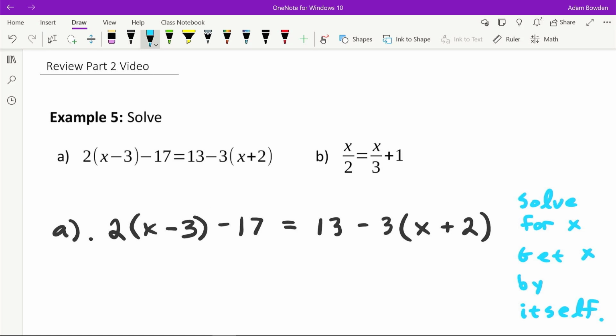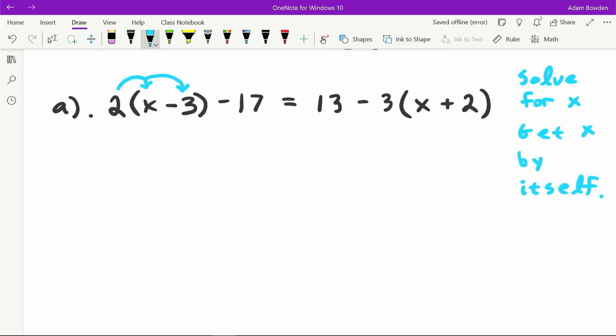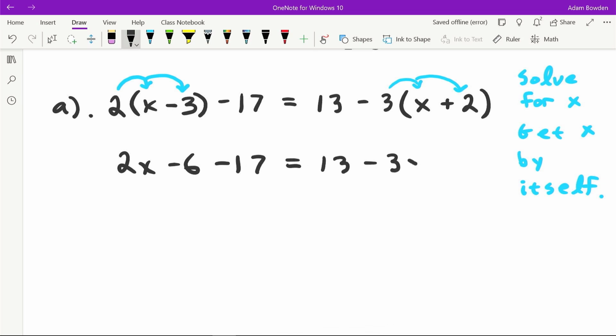In the process of doing this, if we have parentheses, usually the best thing to do is to deal with those first. So we're going to take the 2 that's in front and do what's called distributing the 2 into the parentheses. That's going to multiply by 2. We'll do the same for 3 on the other side of the equation. We'll distribute the 3 and multiply through by that. And what we'll have after doing that is 2x - 6 - 17 = 13 - 3x - 6.